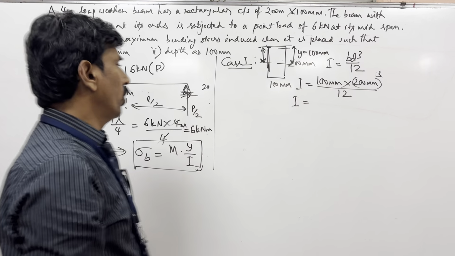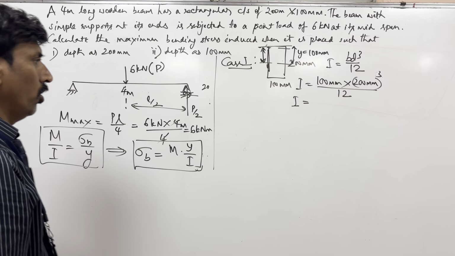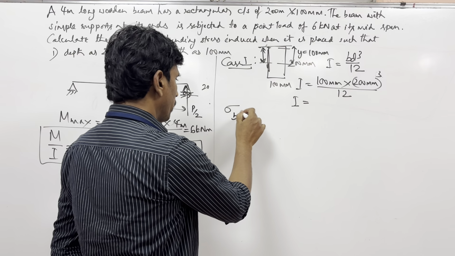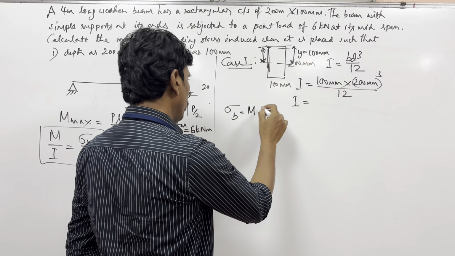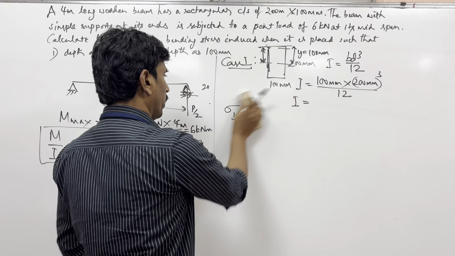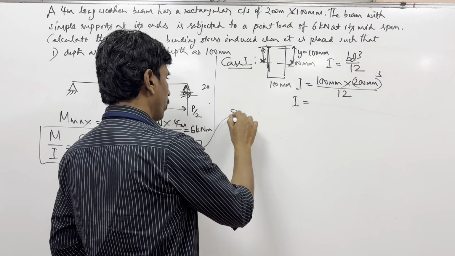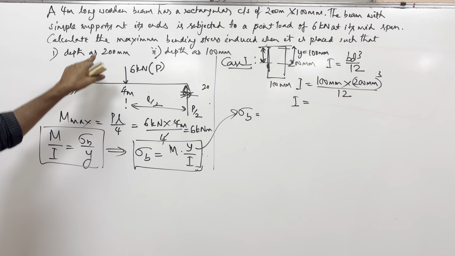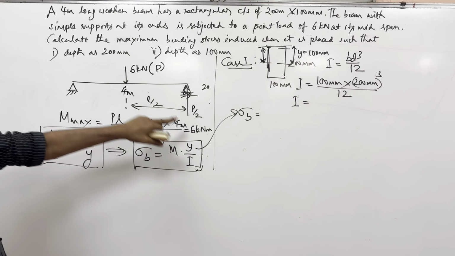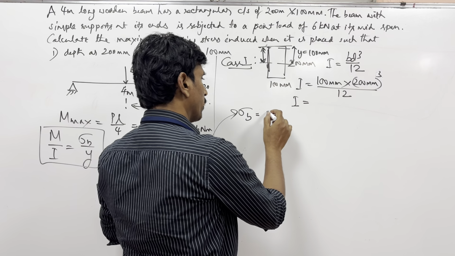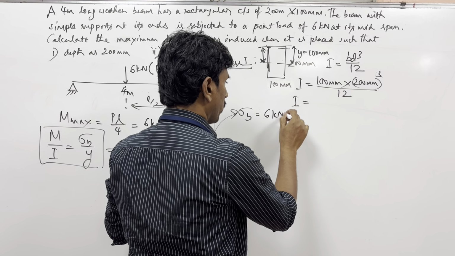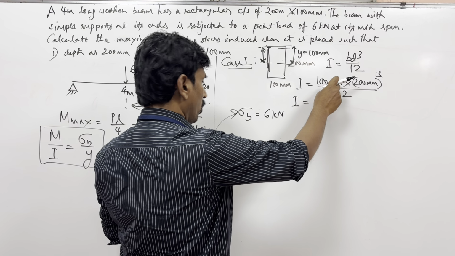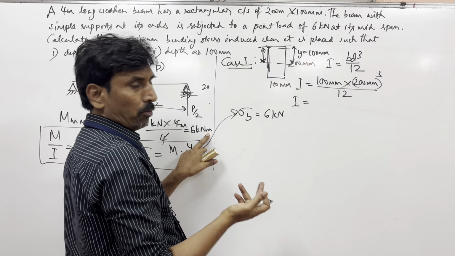So from this formula you can know that sigma b is equal to M into y by I. You can directly take this formula here. Sigma b in this case, M, the moment applied on this beam, is 6 kilonewton meter. So I put this value here, 6 kilonewton meter. Now all these values are in mm, so this being in meters will pose a problem later.